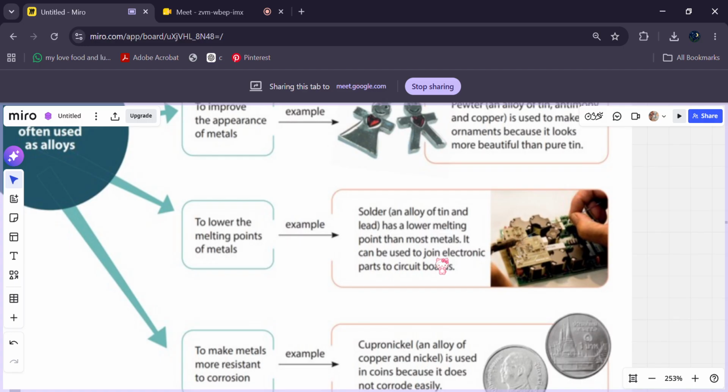Alloys lower the melting point of metals, such as solder. Solder is an alloy of tin and lead and has a lower melting point than most metals. It can be used to join electronic parts to circuit boards.